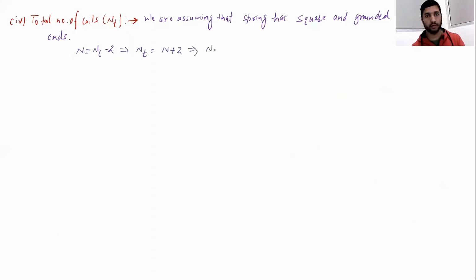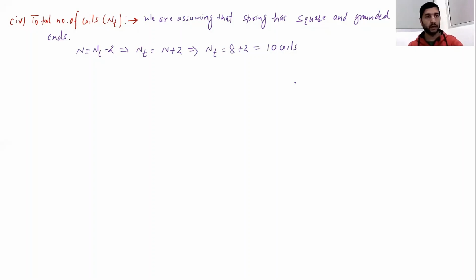So as we know that N is 8, plus 2, so total number of coils are 10. So in our spring there are a total of 10 coils, and out of those 10 coils, 2 coils are inactive, and inactive coils are those coils which are not contributing to the spring action, means they are not getting deflected when we are applying the force. I hope it is clear.